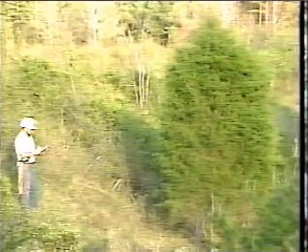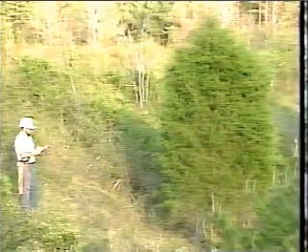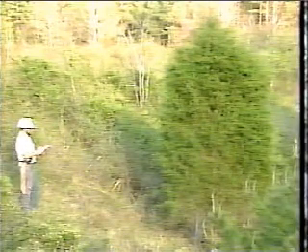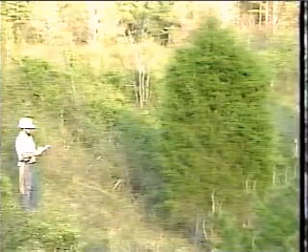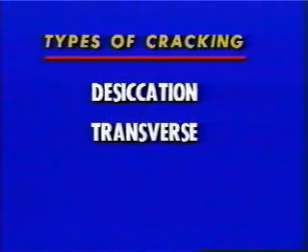What it comes down to is that once trees and shrubs have been allowed to get large, the problem is much more difficult to solve. The best course is to get rid of inappropriate growth before it gets too big. The text mentions 3 different types of cracking: desiccation, transverse, and longitudinal.